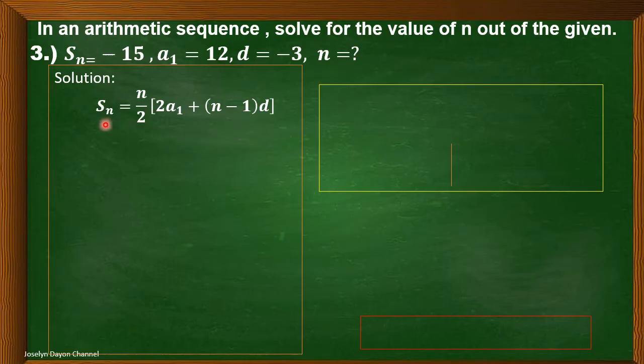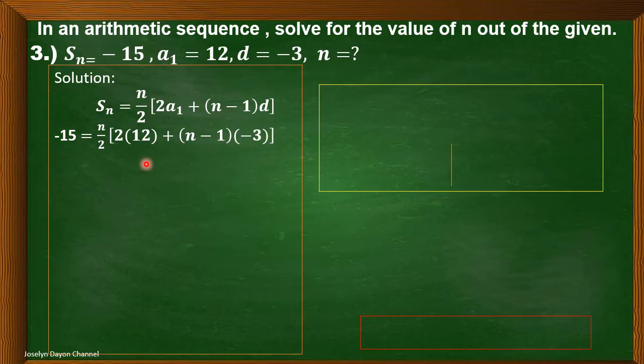And our second formula is S sub n equals n over 2 times the quantity of 2 a sub 1 plus the quantity of n minus 1 times d. Now we're going to substitute. So our S sub n is negative 15. Then n over 2 just bring down. Our a sub 1 is 12, so we have here 2 times 12 plus n, which we're going to solve, that is unknown, minus 1, just bring down, and our d is equal to negative 3.